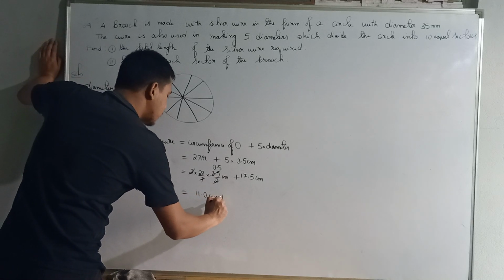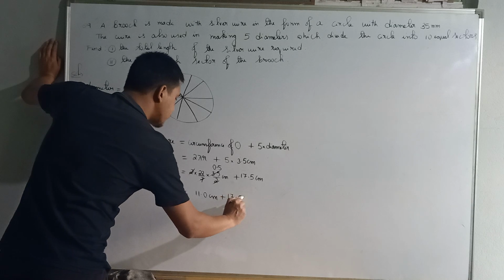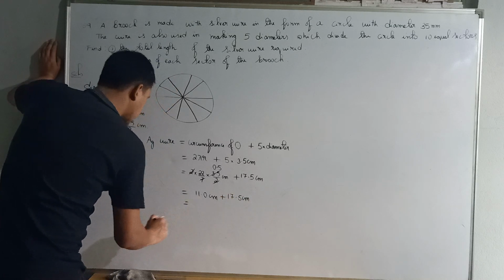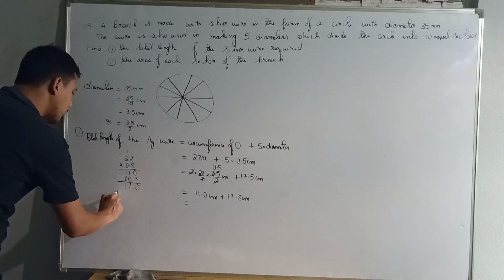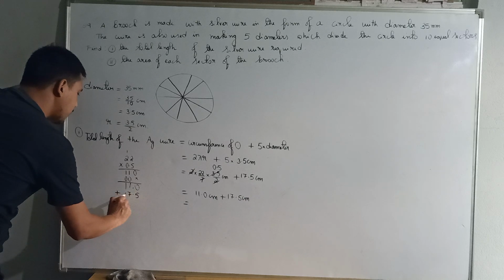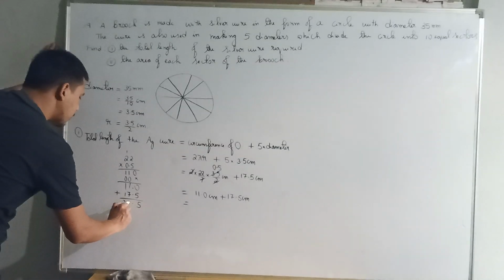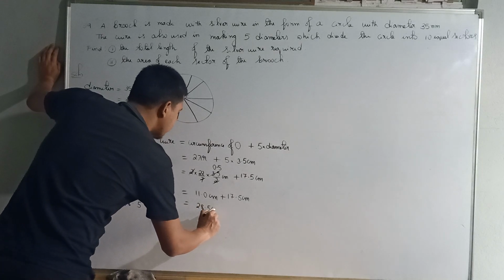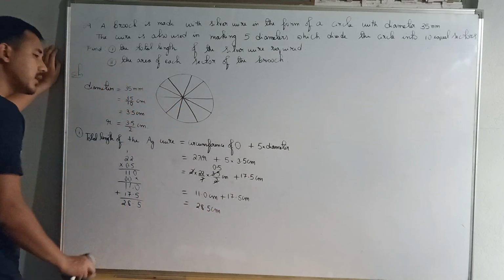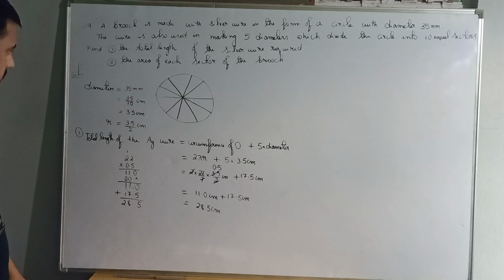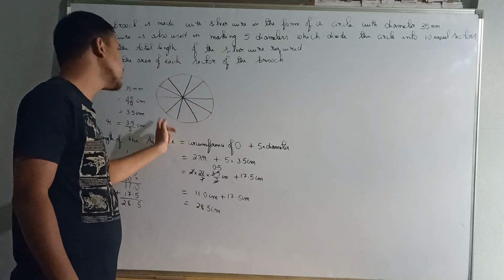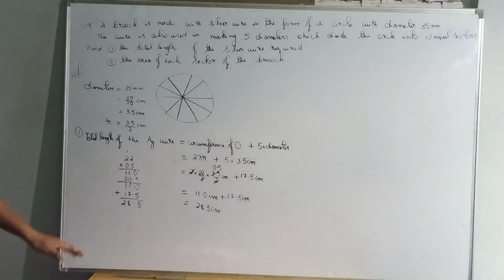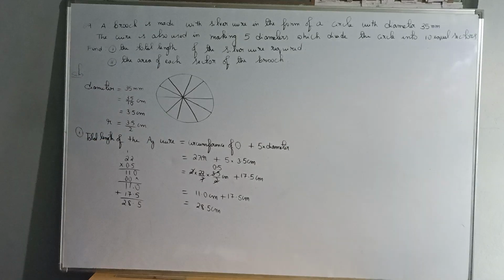11.0 centimeter plus 17.5 centimeter. Now if we find the sum, 11.0 plus 17.5, that gives you 28.5. So 28.5 centimeter is the total length of the silver wire used in making a circle and the 5 diameters of this circle. This completes the first part of the question. Okay.